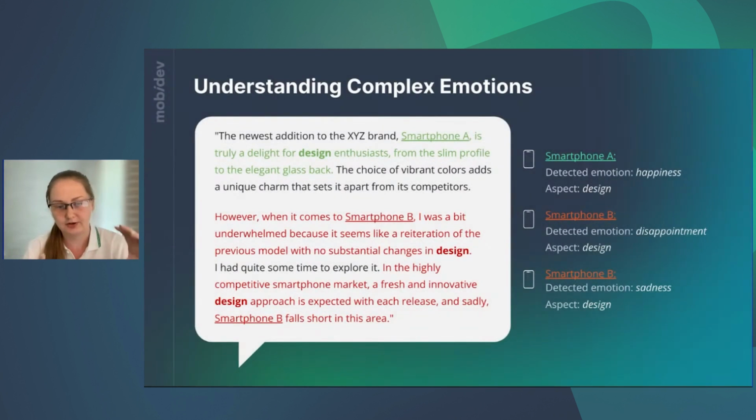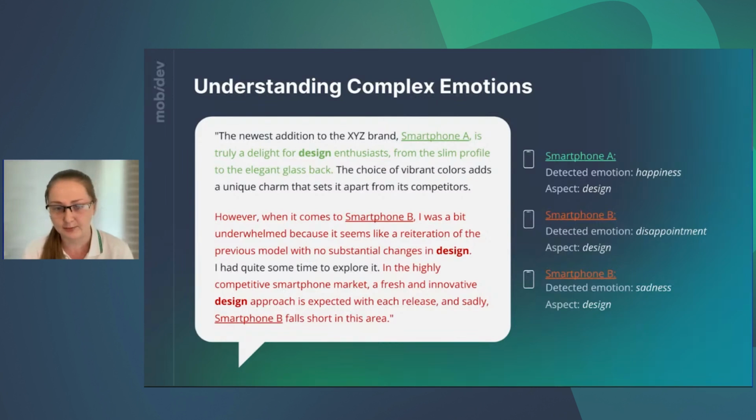Imagine we have just a part of the article which you can see. They want to understand a specific emotion which is related to a specific smartphone from the lineup. And which is also important, they wanted to understand the aspect to which this emotion is expressed. This is the ideal result. We have smartphone A, and a reviewer thinks that this is truly a delight for design enthusiasts, from the slim profile to the elegant glass back. So this is probably a good emotion, can be named happiness, and the aspect is design.